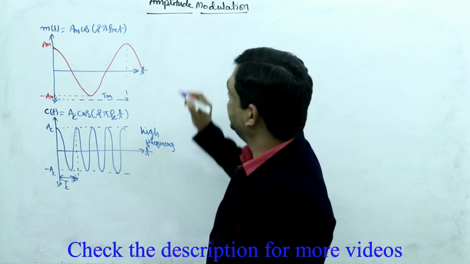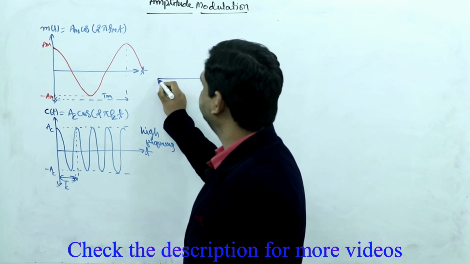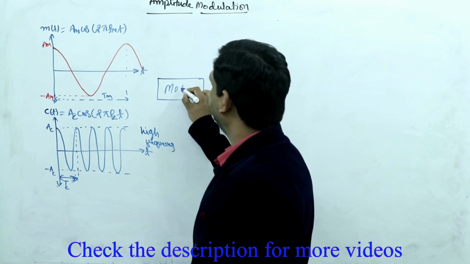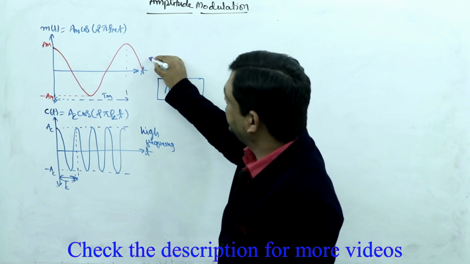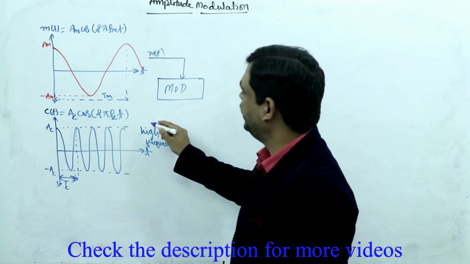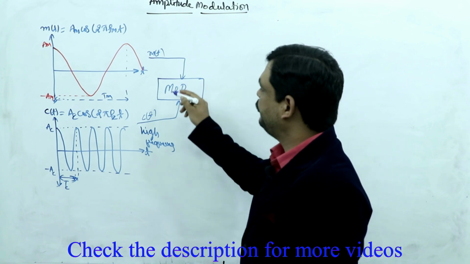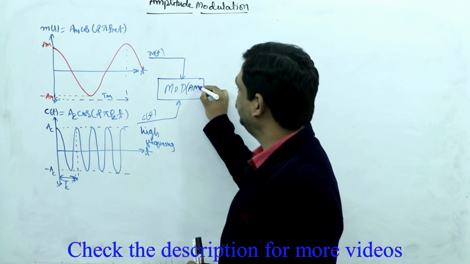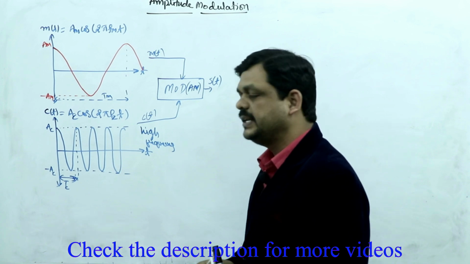Now these two signals are individual signals. These two signals are connected to one modulator circuit. Here I am taking one modulator circuit. Which type of modulation? Amplitude modulation. The modulating signal m of t, the low frequency signal, is connected here, and the carrier signal, c of t, is connected here. So it performs the modulation process, which here is the AM modulation, the amplitude modulation process. Finally it gives s of t, the modulated signal.